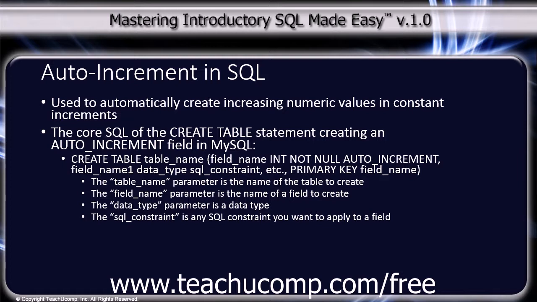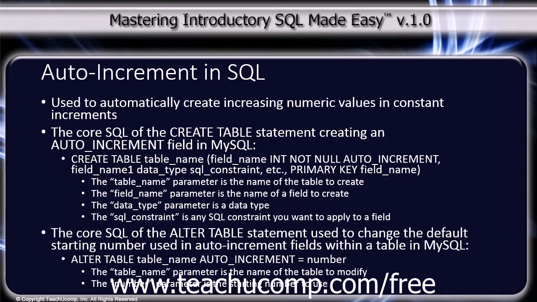If you wish to start at a different number, you can use the alter table command to set the starting number by using the following general syntax in MySQL. Note that the number parameter shown is the number at which you want the auto-incrementing field to begin numbering. In this case, the syntax is alter table, then the table name, auto-increment equals, and then the number to use for the starting number.